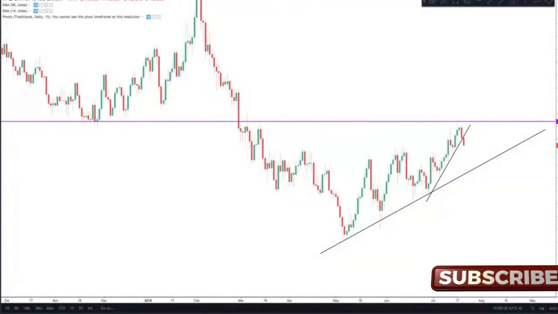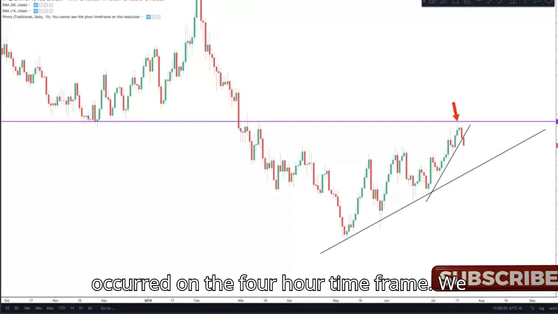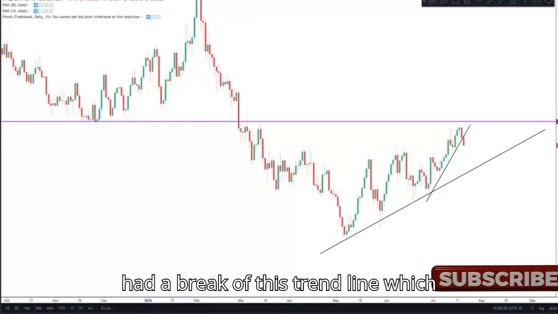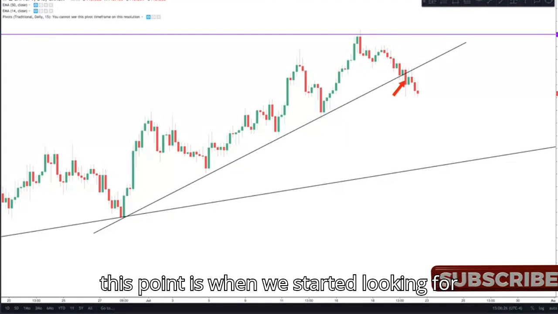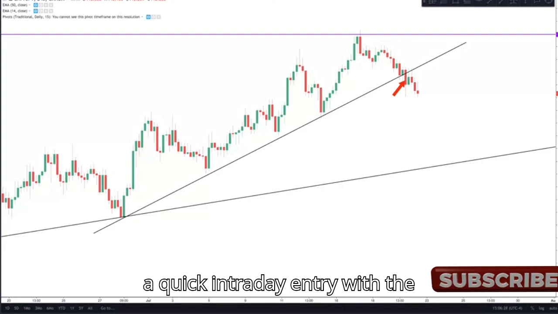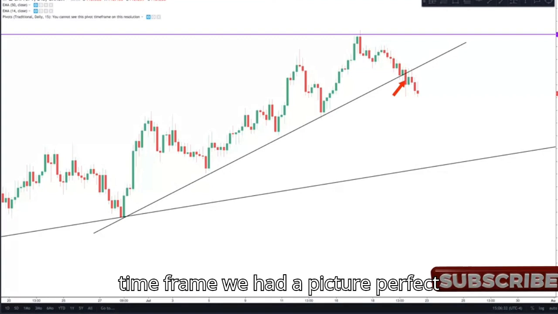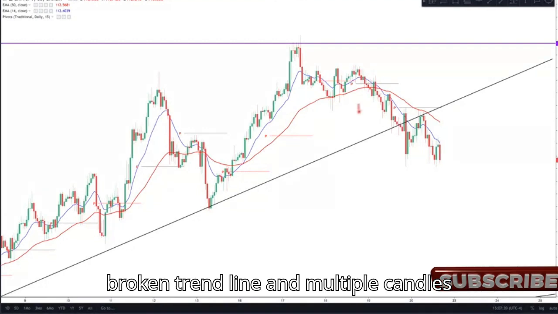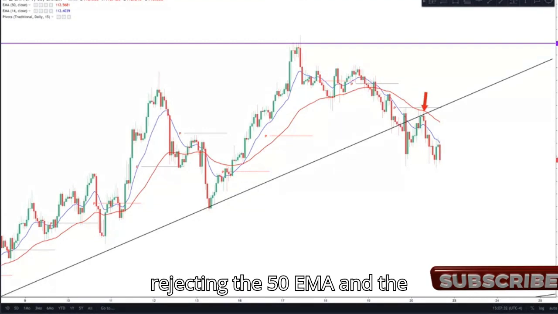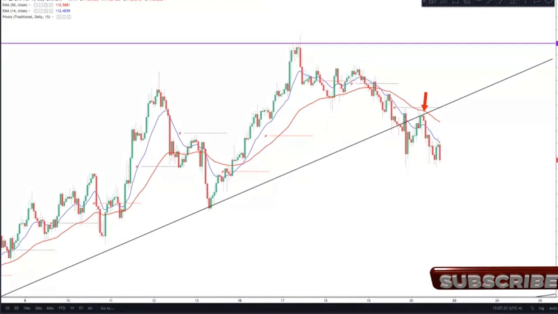Here's the Swiss yen. We had an okay candle rejection of this weekly level. But the key is what occurred on the 4-hour time frame. We had a break of this trend line which confirms our daily bearish bias. And at this point is when we started looking for a quick intraday entry with the fresh trend change. So jumping to the 1-hour time frame. Here in the 1-hour time frame, we had a picture perfect entry. We had a retest of the broken trend line and multiple candles rejecting the 50 EMA and the pivot, which made a great quick trade in and out.